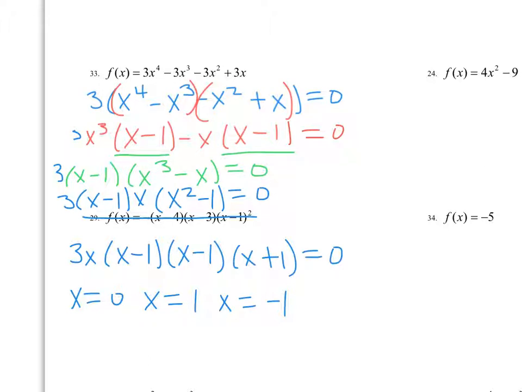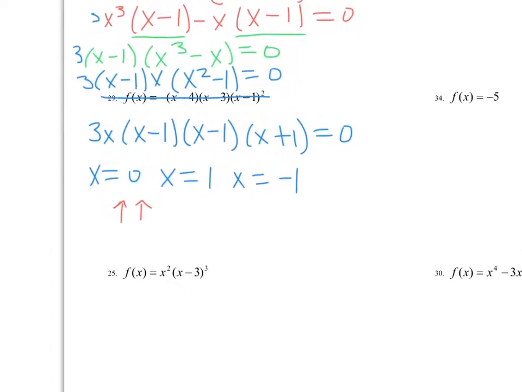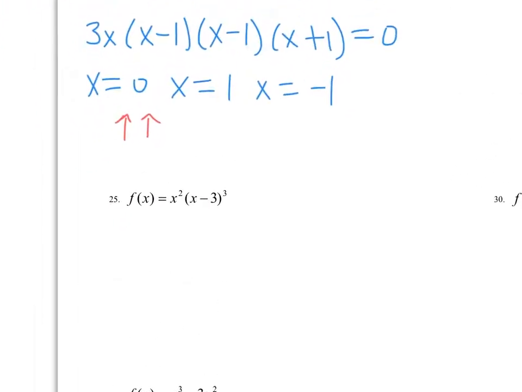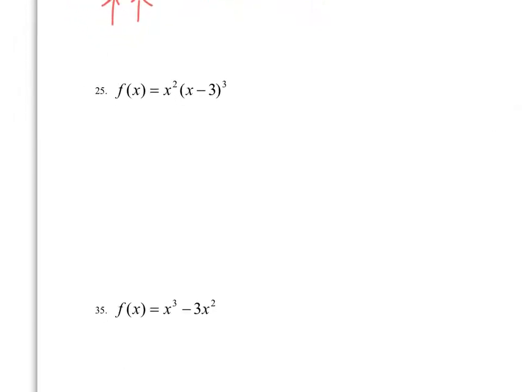This one has an even degree and positive leading coefficient, so it's going to have end behavior of going up on both sides. All right, 25. We'll see if we'll do 29 somewhere else, but 25.